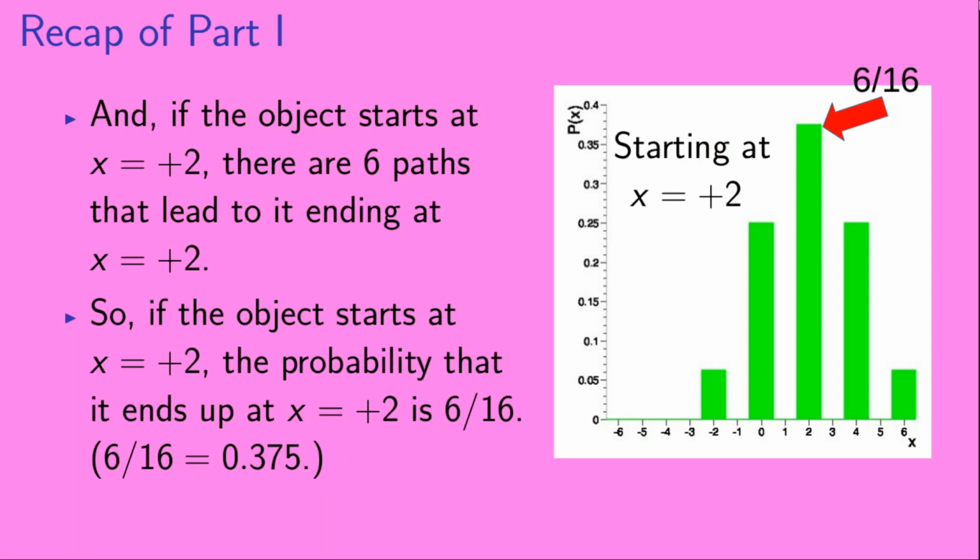And if the object starts at x equals plus 2, there are 6 paths that lead to it ending at x equals plus 2. So if the object starts at x equals plus 2, the probability that it ends up at x equals plus 2 is 6/16, which is equal to 0.375, which you can see on the plot.